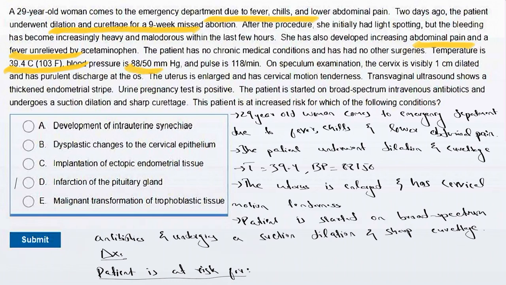Temperature is 39 and blood pressure is 88/50. Pulse is 118 per minute. On speculum examination, the cervix is visibly 1 centimeter dilated and has purulent discharge at the cervical os. The uterus is enlarged and has cervical motion tenderness. Transvaginal ultrasound shows a thick endometrial stripe. Urine pregnancy test is positive. The patient is started on broad spectrum antibiotic and undergoes suction dilation and sharp curettage. The patient is at increased risk for which of the following conditions?